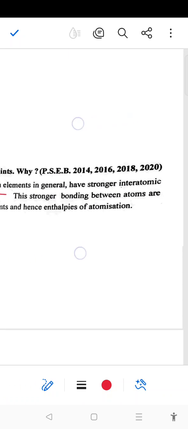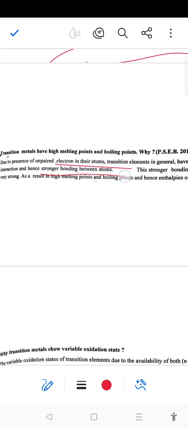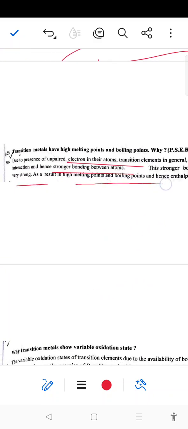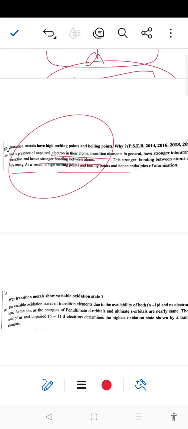Next, transition metals have a high melting and boiling point. This is because of the presence of unpaired electrons, which is why they show high melting and boiling points, d-d transition and color property. Due to the presence of unpaired electrons, transition elements in general have strong interatomic interaction and hence stronger bonding between the atoms. As a result, melting and boiling points and hence enthalpy of atomization become high in nature. Okay, so this is the answer.